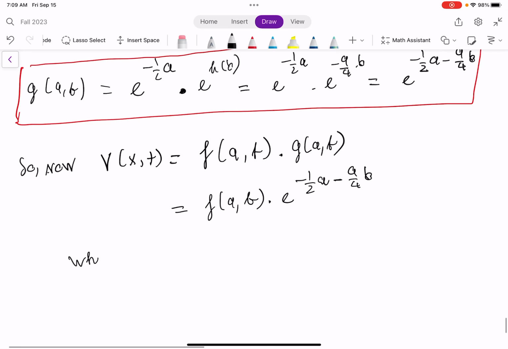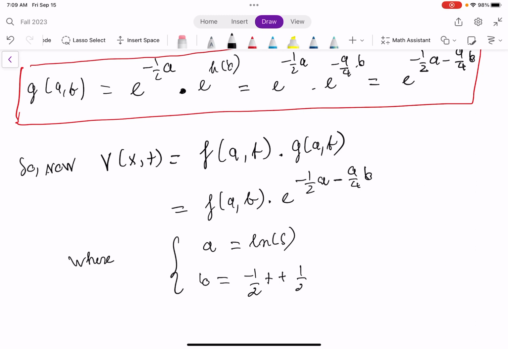Where a is a function of s, so a is ln of s. B is a function of t, so negative 1/2 t plus 1/2 times a big constant T.